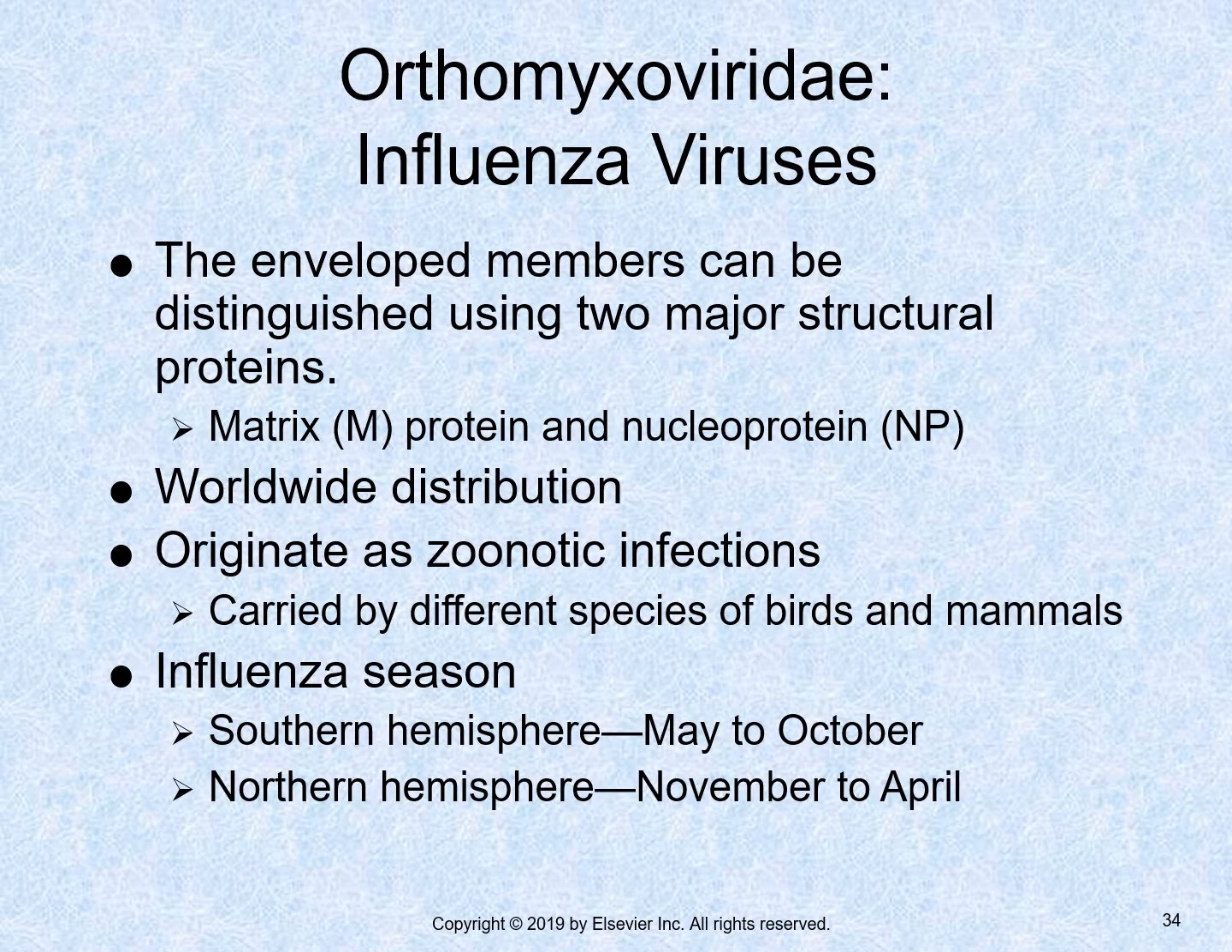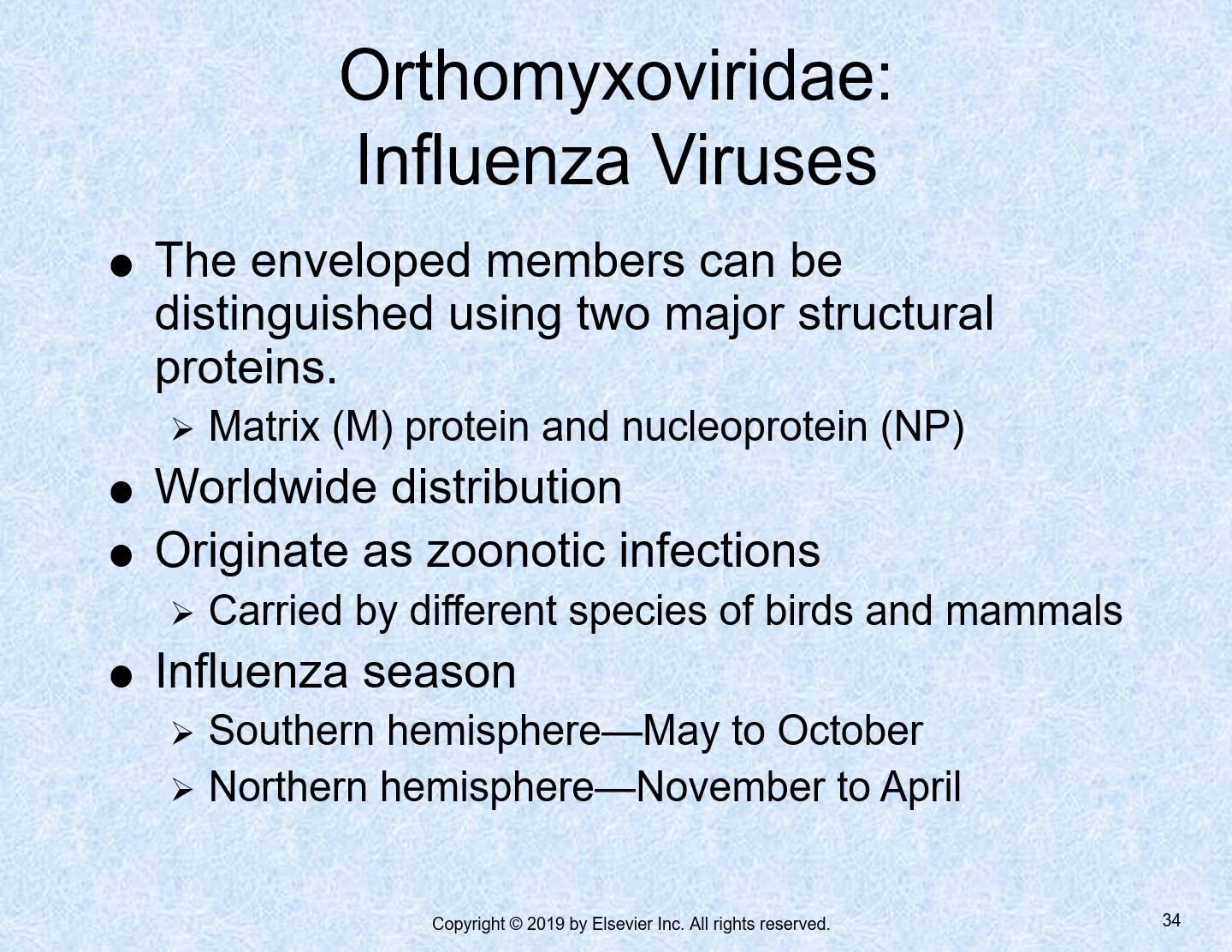The next family of viruses, Orthomyxoviridae, is one that you are all familiar with. The members include influenza viruses. So influenza viruses are enveloped members that can be distinguished using two major structural proteins: matrix proteins, also known as M proteins, and nucleoprotein, known as NP.